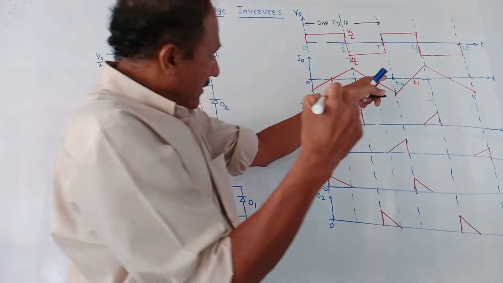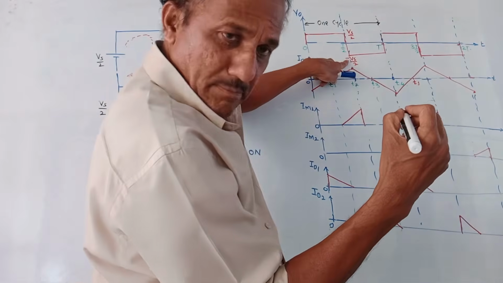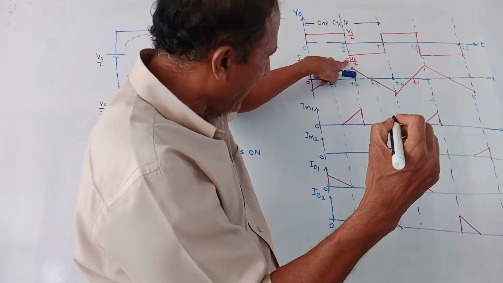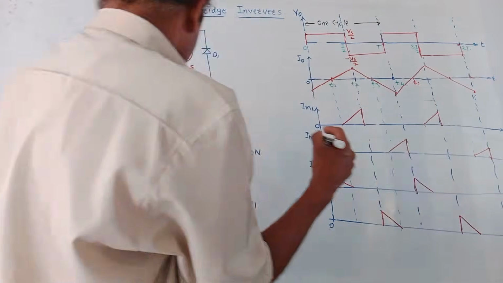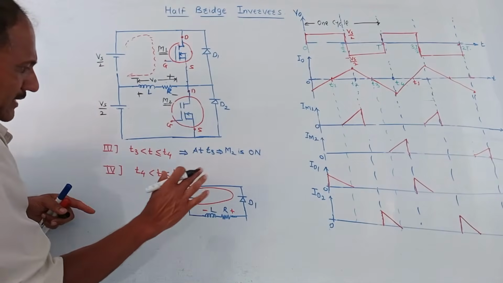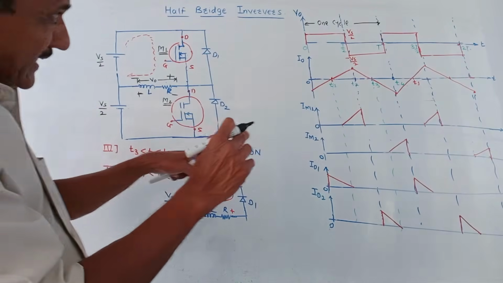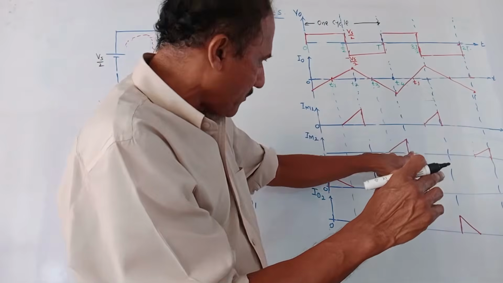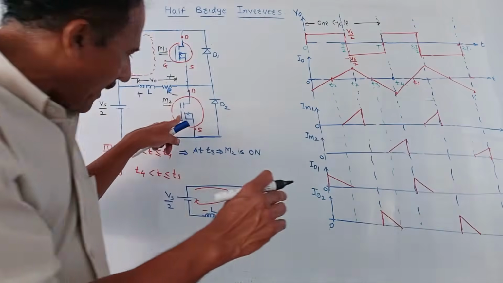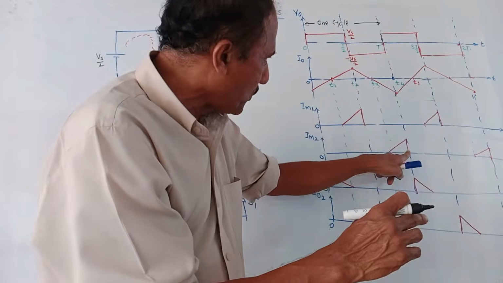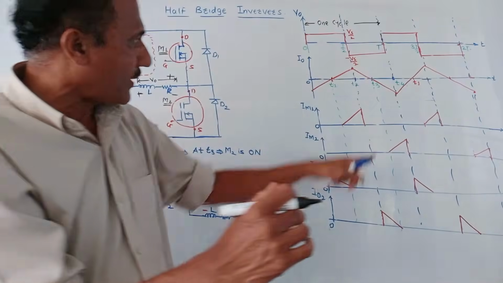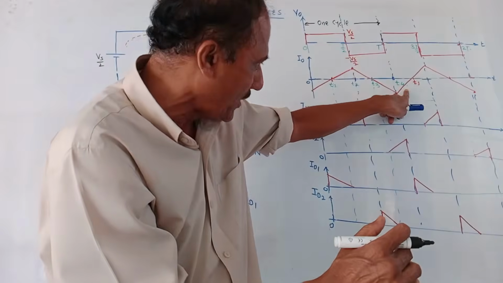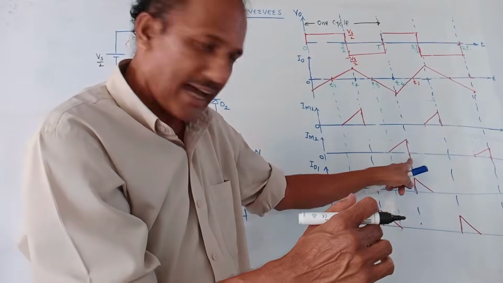So the output voltage becomes negative, shown by minus Vs by 2, from the interval T2 to T4. Now this will take place up to T4, because the MOSFET M2 will be switched on up to time T4. That means M2 is on for the period T3 to T4. It is shown by this arrow.